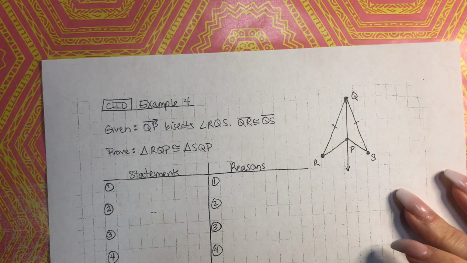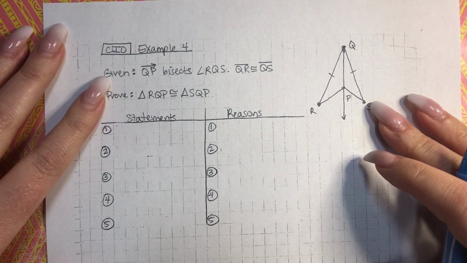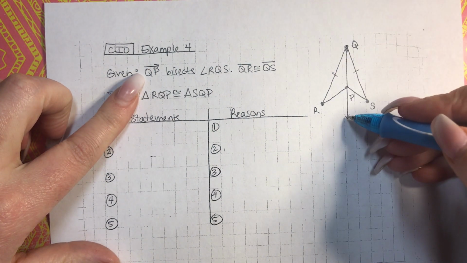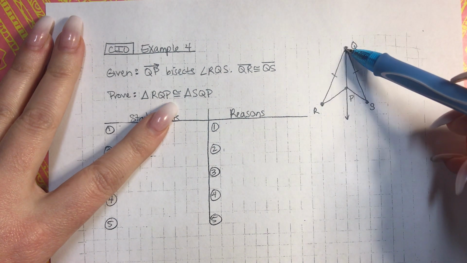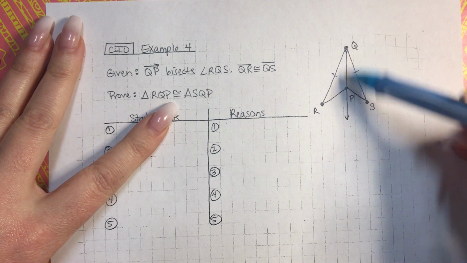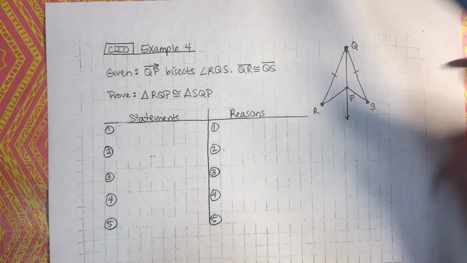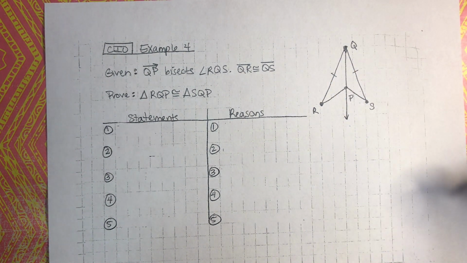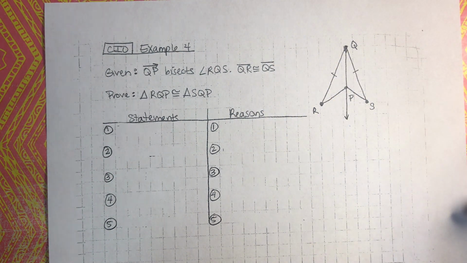Check it out, example 4. Okay, so we have this picture here. What is given is that QP, that's a ray, right? Ray QP bisects angle RQS. So this ray bisects angle RQS, which is this angle right here. So we need to think about that. What does that mean? Why are they telling us that? What does that ray bisecting this angle mean? The second piece they give us is that QR is congruent to QS.